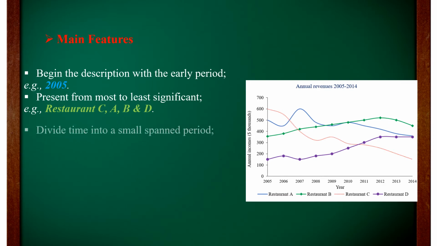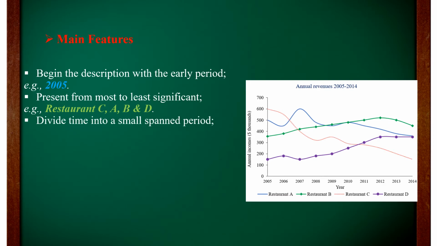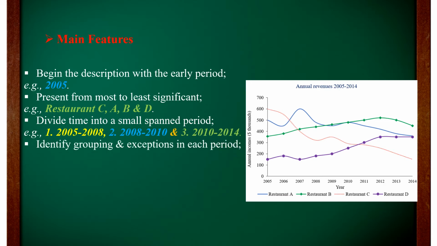Third, you should divide the time into a small span period. In the exercise, I divided 3 time span. First, from 2005 to 2008. Second, from 2008 to 2010. And third, from 2010 to 2014. Lastly, you should identify grouping and exception in each period.